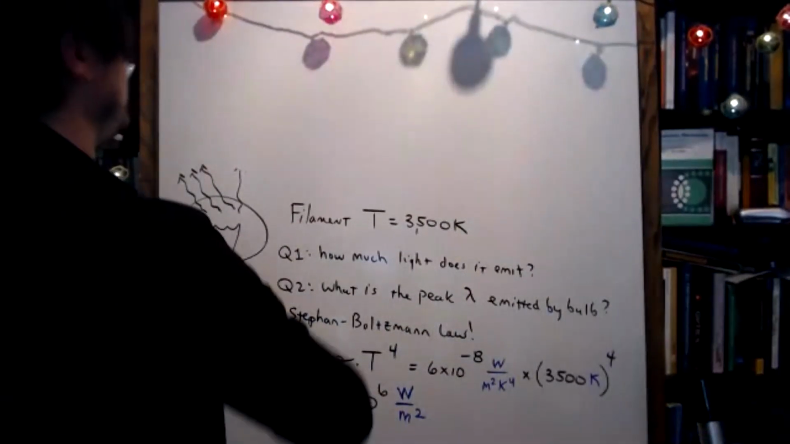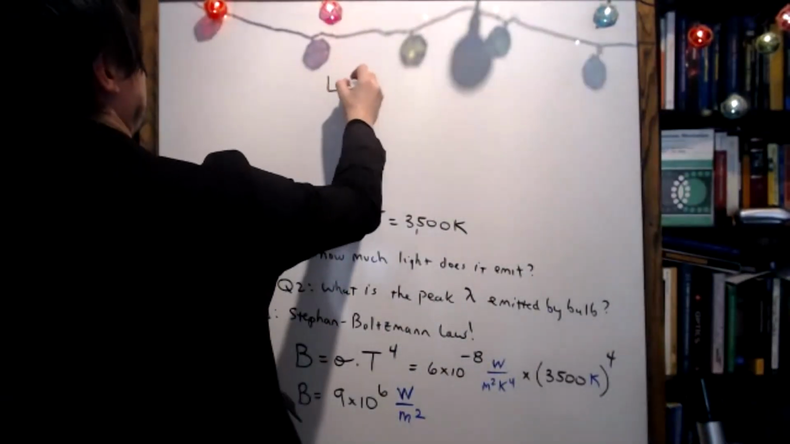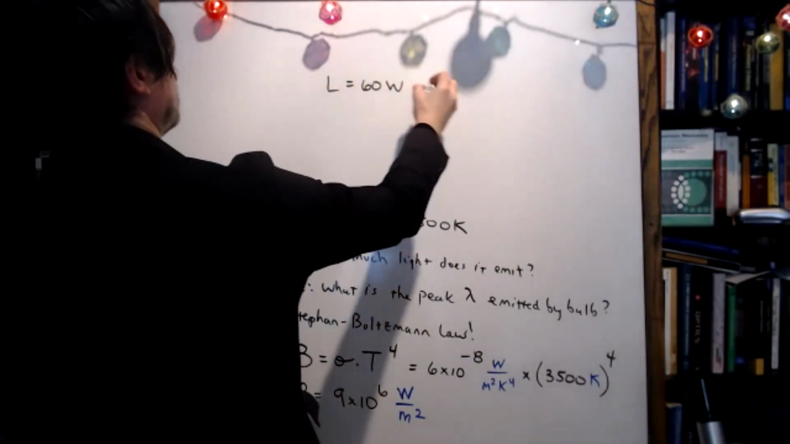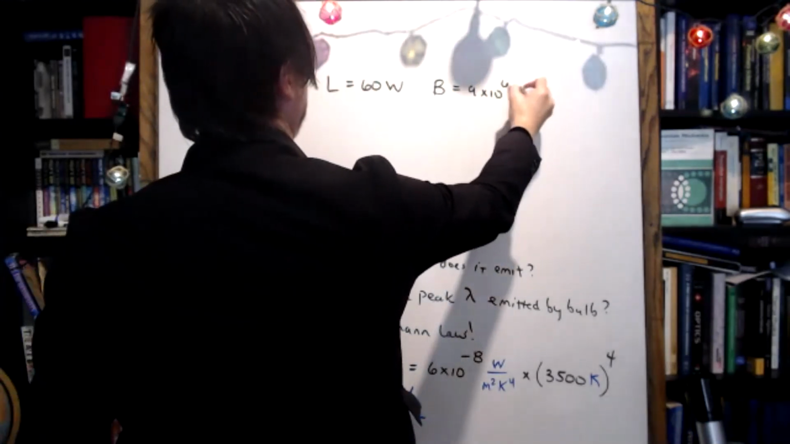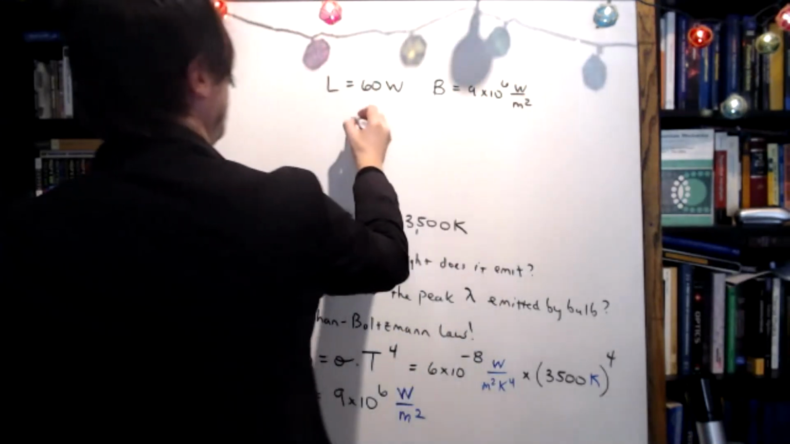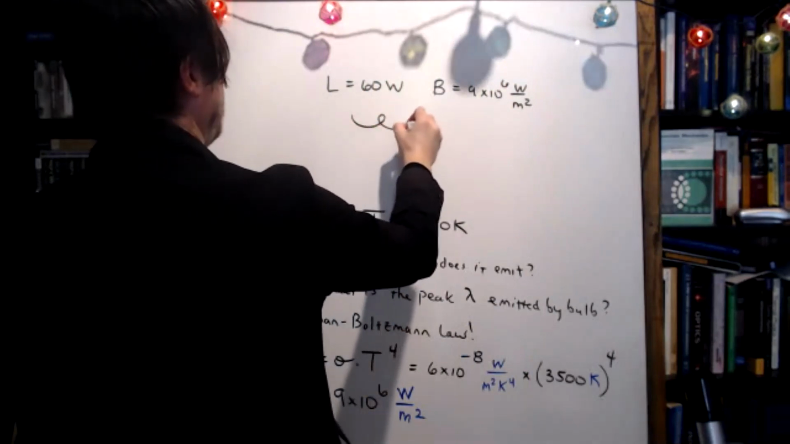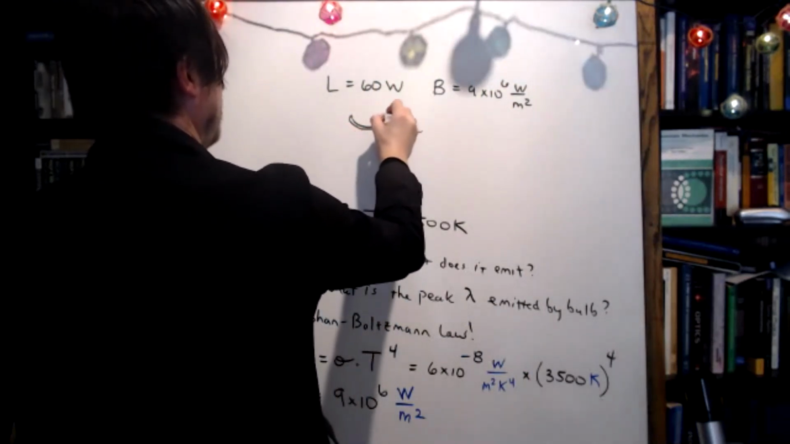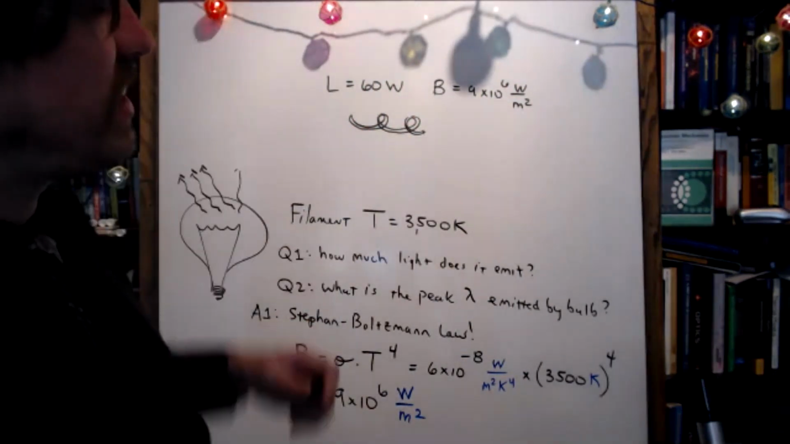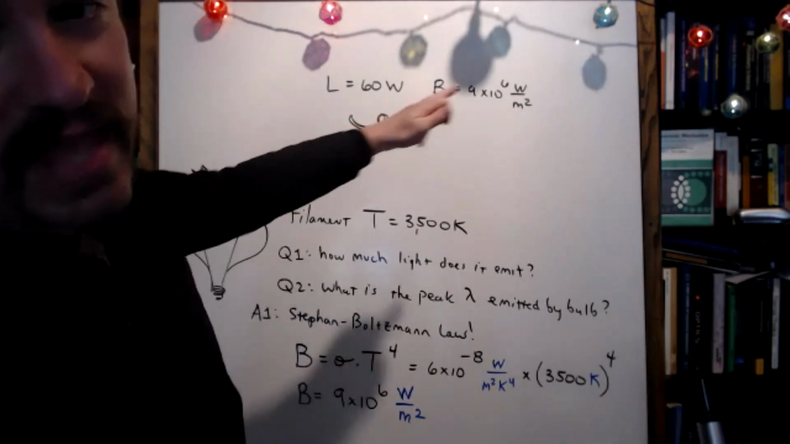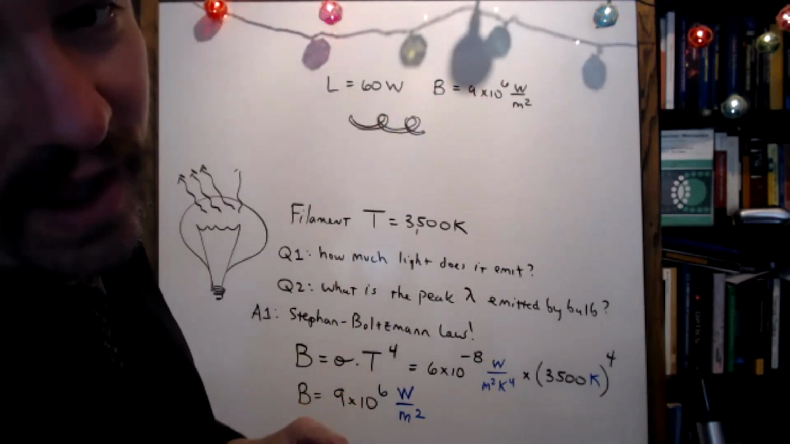Listen to that. Christopher, you impress me, sir. Christopher understands the difference between brightness and luminosity. If the luminosity is 60 watts, but the brightness is 9 million watts per square meter, it must mean that that little coil of metal that's in there has such a tiny little surface area. It's so much less than 1 square meter that it only radiates 60 watts.